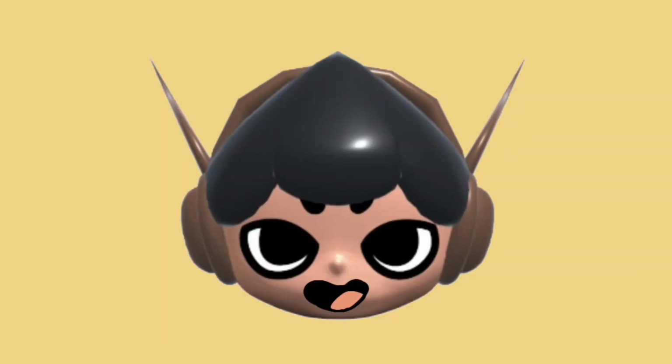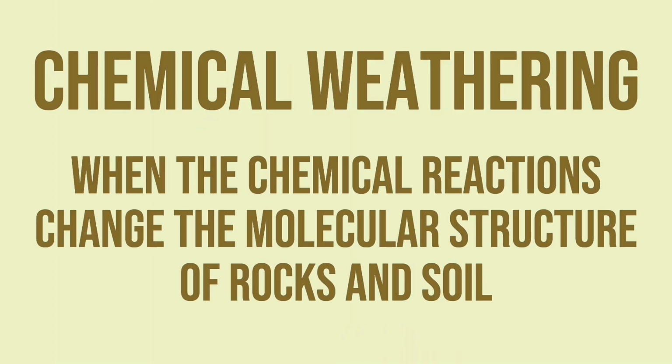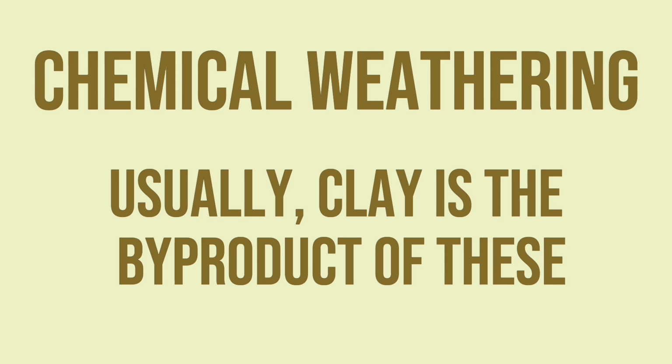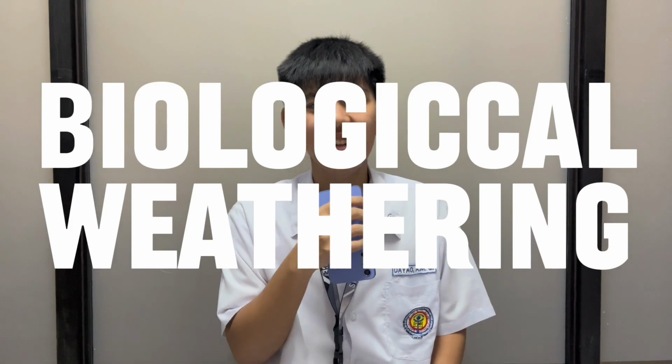Well, that's correct. But another major one we know of is chemical weathering. It is when chemical reactions change the molecular structure of rocks and soil. Usually, clay is the byproduct of these. Biological weathering, though it's the same as biological activity, is surely in its own category. Plants, animals, and humans can cause weathering by their movements.